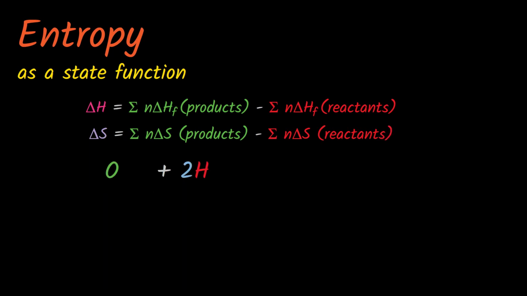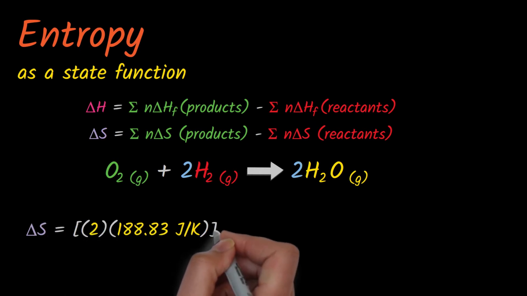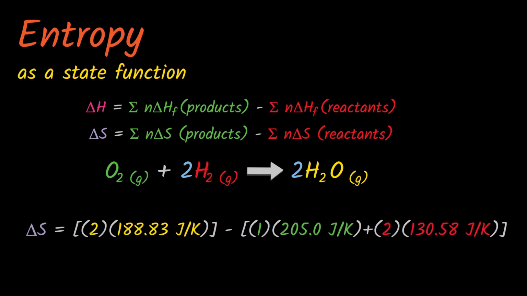Let's do one. Here we have oxygen gas and hydrogen gas combining to make water. We would predict a decrease in entropy based on the number of moles being reduced on the product side. Let's see what we get. We add up all the standard entropies of this reaction and subtract the reactants from the products. We get negative 88.5 joules per Kelvin, a decrease as we expected.